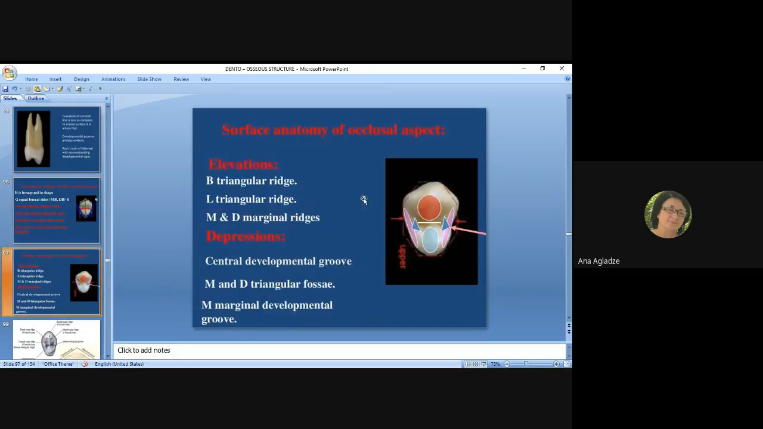And here you can see the elevations. There is this buccal elevation, and also you can see the depressions. This is triangular depression, and triangular fossa and marginal developmental groove here, marginal developmental groove here. And you can see the triangular ridges, and the mesial and distal marginal ridges here.